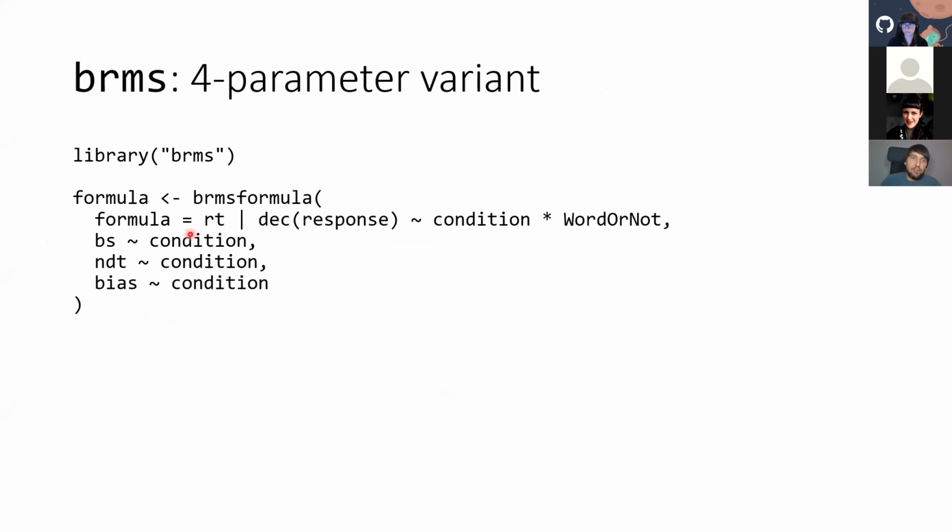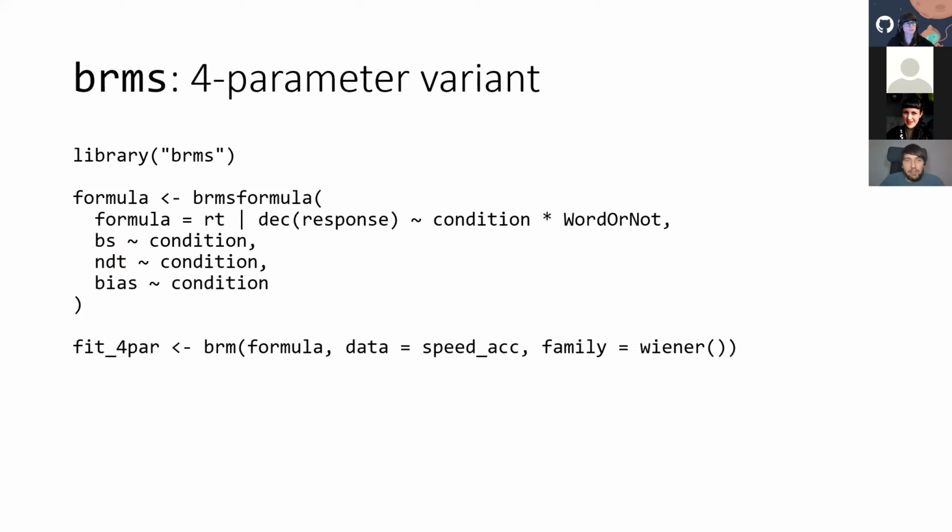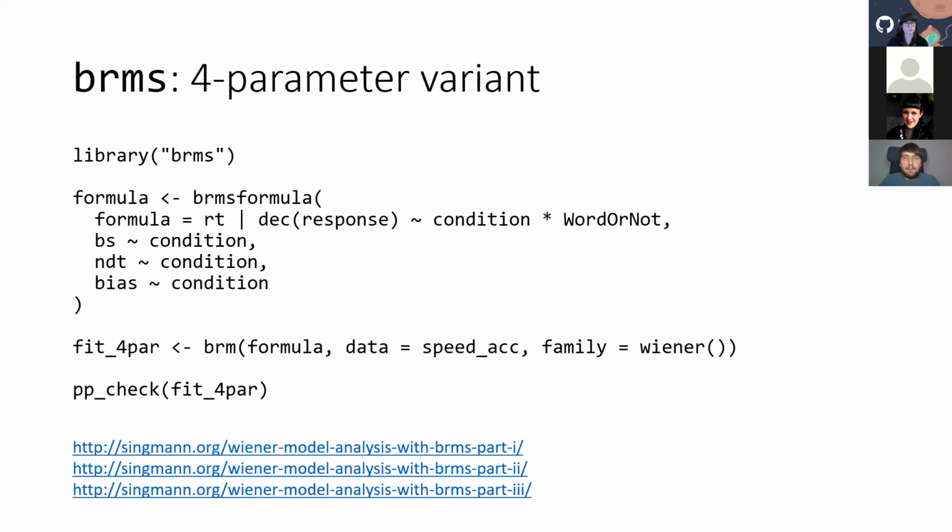that I just presented. So you just have to specify both the response time and the response, the binary response, 0, 1. And then you can put a formula on the drift rate, boundary separation, non-decision time, and the bias. And then you can just fit it with brm, and that works. And you can use all the brms functionality, posterior predictives, and so forth. You can look at the parameters.